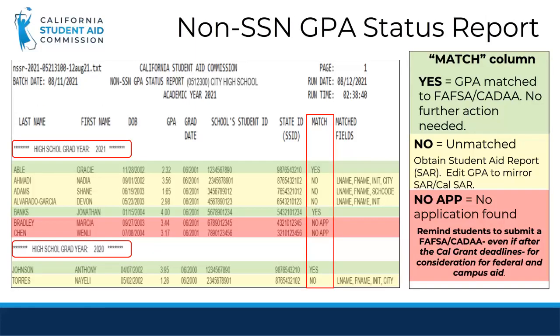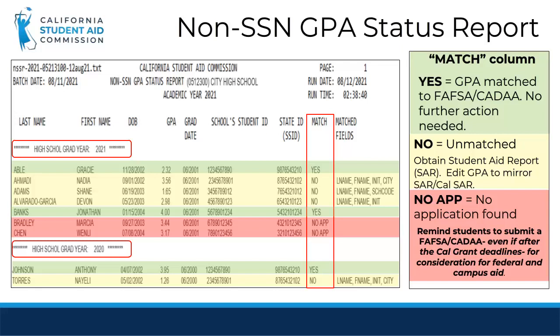As mentioned earlier, the Non-SSN GPA Status Report is the most comprehensive report available, and the only report needed for the GPA matching process. The report is produced 24 hours after GPAs are uploaded and identifies matched GPA records, unmatched records, and students whose FAFSA or DREAM Act application have yet to be submitted.